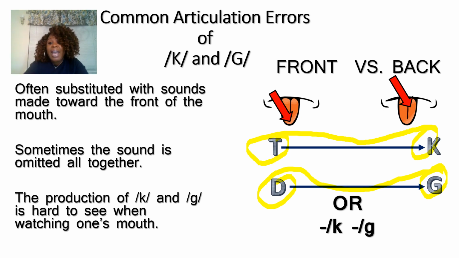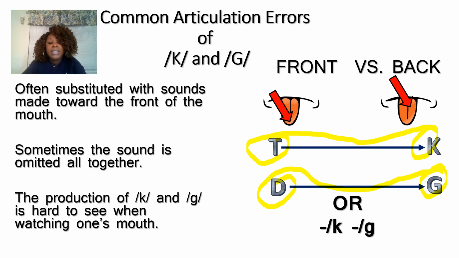Now, I will say this is how it's commonly done, but let's say, for an example, a child can't even make a T sound right now, but all they have is that D, then you're going to get the D for K and G. Or if it's the opposite and the child only has the T and they don't have the D, then you may get a T for K and G. So it could be interchangeable.